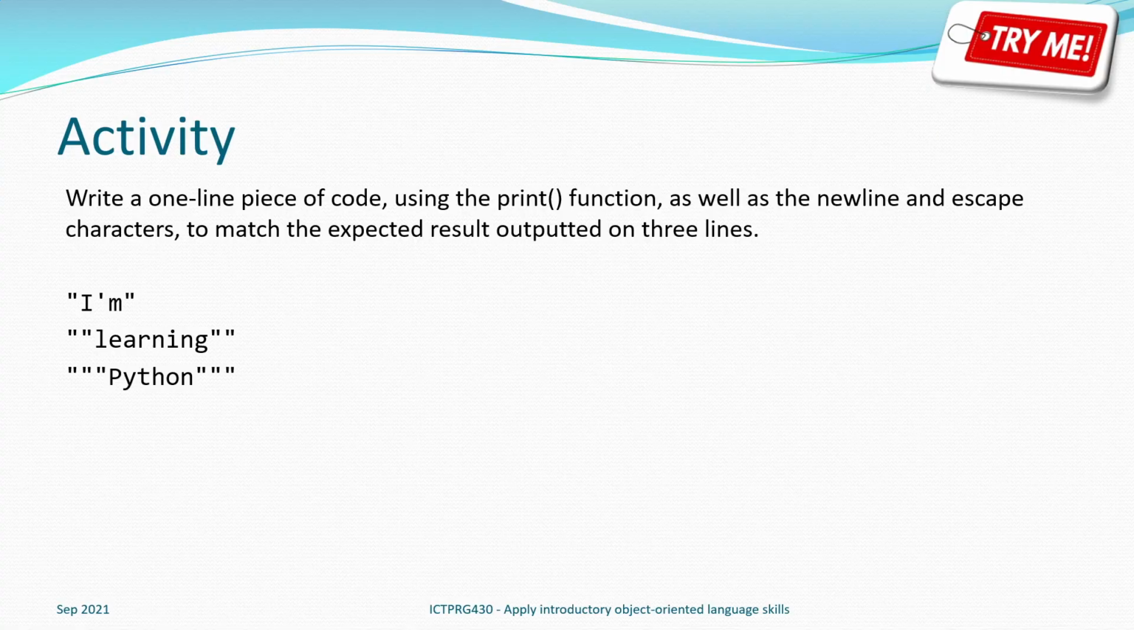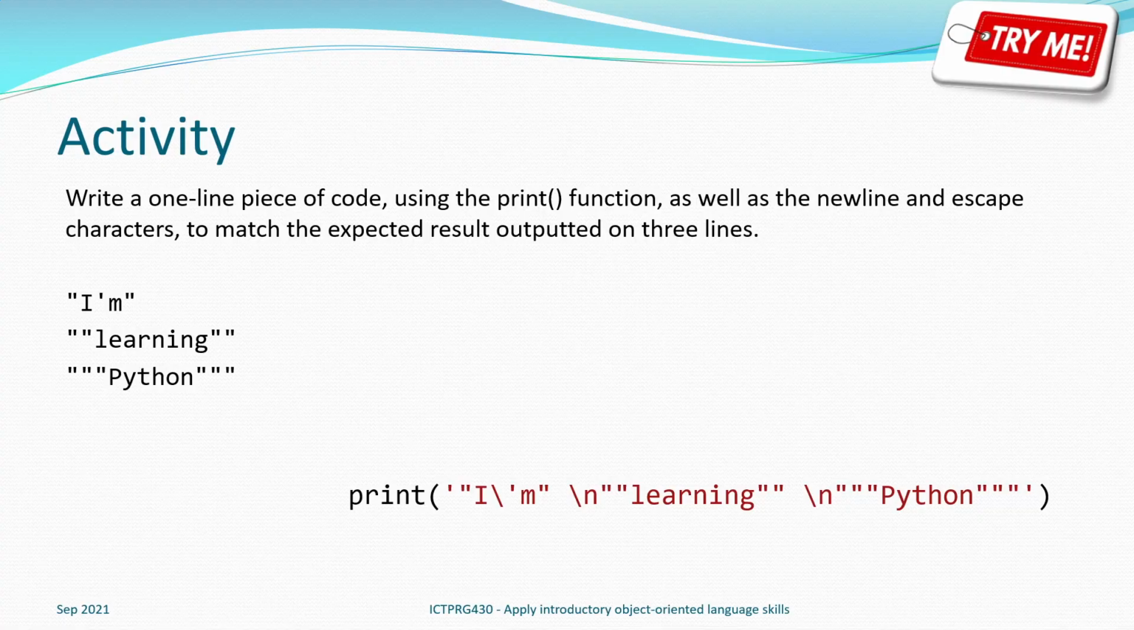Another activity for you to jump out and do with a print function. Now, the output is on 3 separate lines. The goal of this activity is for you to do it in one print function command. Okay, you've gone off and done it. Here's the solution for you. Alright, so lots of little double quotes and apostrophes.